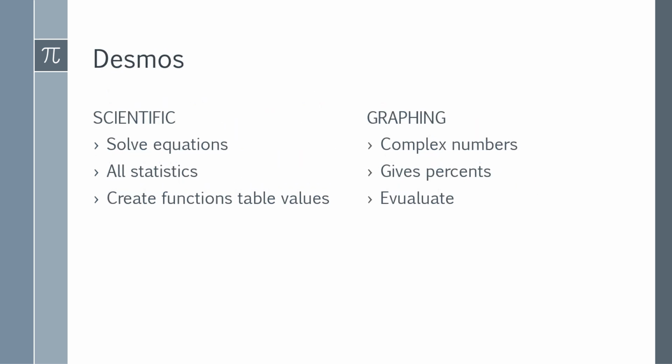Alright, Desmos. Desmos has two different versions, and you should know this by now: scientific and graphing. For scientific, it shows you how it will solve your equations by the graph, looking for the x-intercept. It does all the statistics. It creates functions for the table values. Graphing does complex numbers, gives you percents, and evaluates weights.